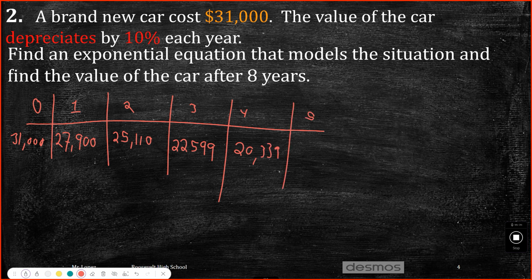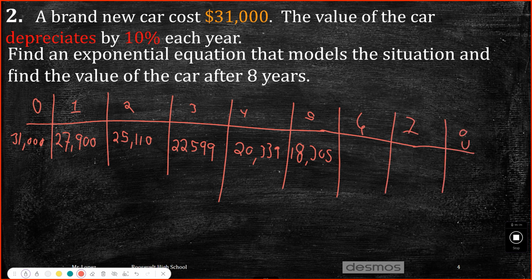Year 5, 20,339 minus 2,034. 18,305. 6, 7, and 8. So we got 3 more to go. 18,305 minus 1,831. 16,474.